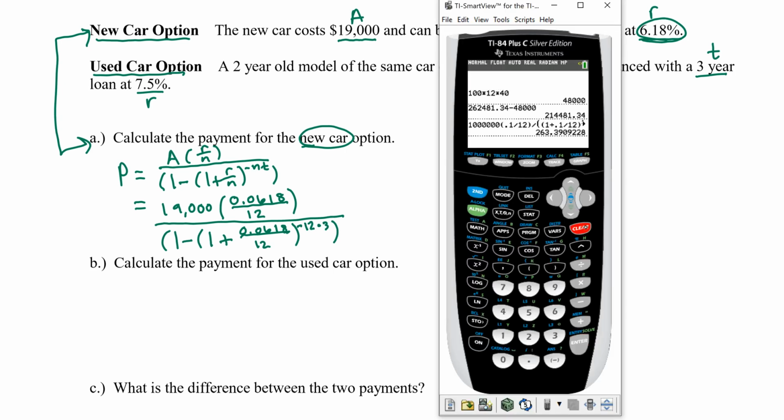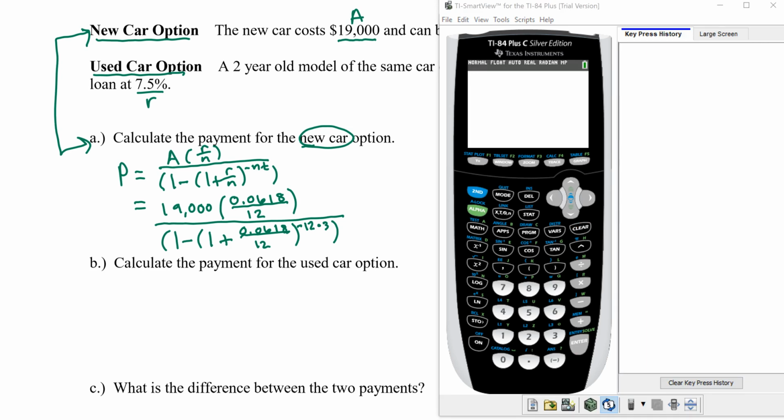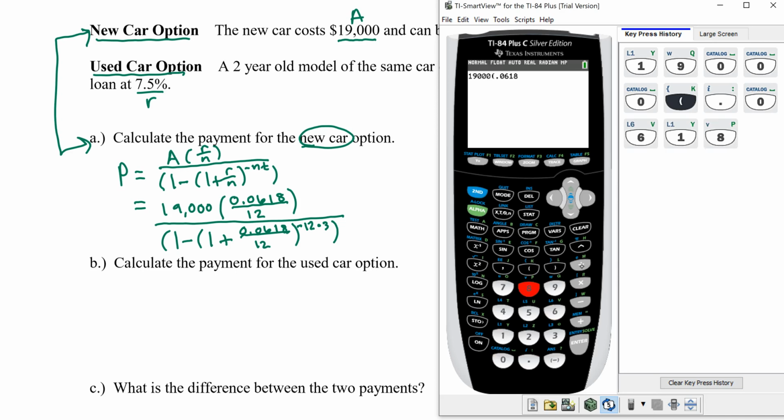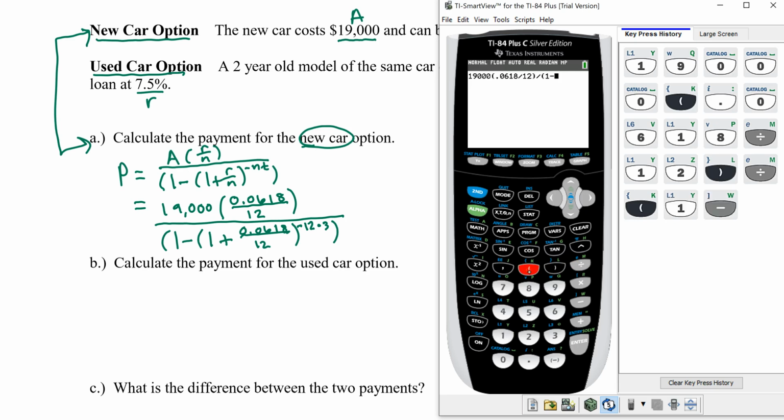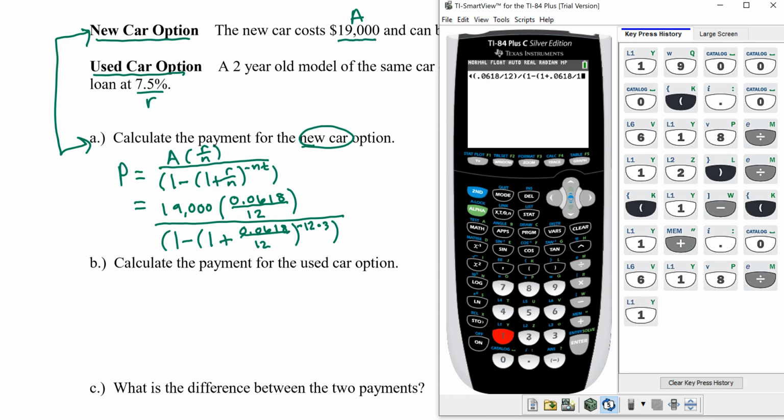So let's calculate what our car payment would be. We're going to type everything in exactly as we have it written in our formula. So 19,000, open parentheses, 0.0618 divided by 12, close parentheses. Big divided by for the big fraction bar, open parentheses, 1 minus, open another set of parentheses, 1 plus 0.0618 divided by 12, close parentheses. I'm going to hit my exponent key, and now we're going to enter a negative exponent.